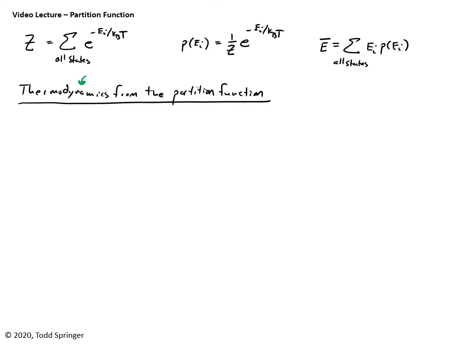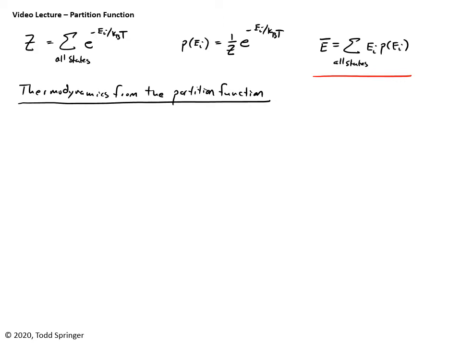So all of the things we learned from earlier in the course, you can find them from the partition function. So the partition function is really the most important function in statistical mechanics and in thermodynamics because you can learn all kinds of things about the system if you know the partition function. So as an example, I want to focus here on the average energy. So suppose you have a system and you want to know the average energy of the system.